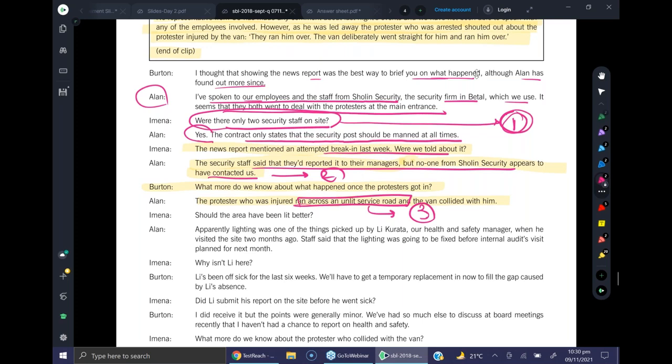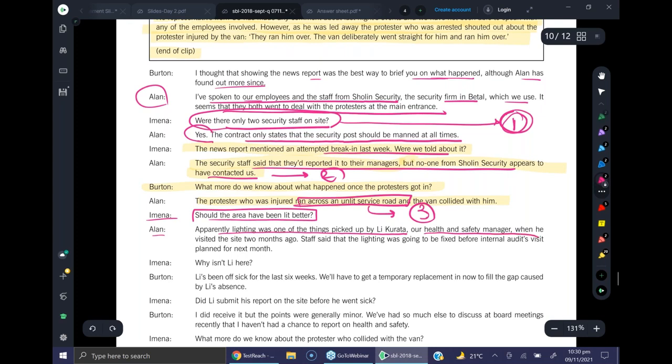Okay, Amina, should the area have been lit better? So Alan says apparently lighting was one of the things picked up by Lee, our health and safety manager, when he visited the site 2 months ago. Staff said that the lighting was going to be fixed before internal audits visit planned for the next month. Do you see any problem in this overall?